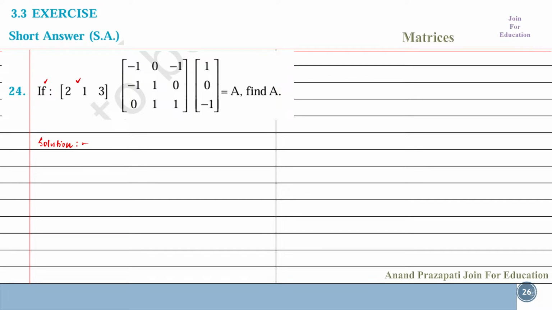This matrix into this matrix into this matrix equal to A. The order of this matrix is 1 by 3, the order of this matrix is 3 by 3, and the order of this matrix is 3 by 1. So the product is possible because the number of columns of this one is equal to the number of rows of this one. The product of this one will be 1 by 3. So let's see the solution of this one.